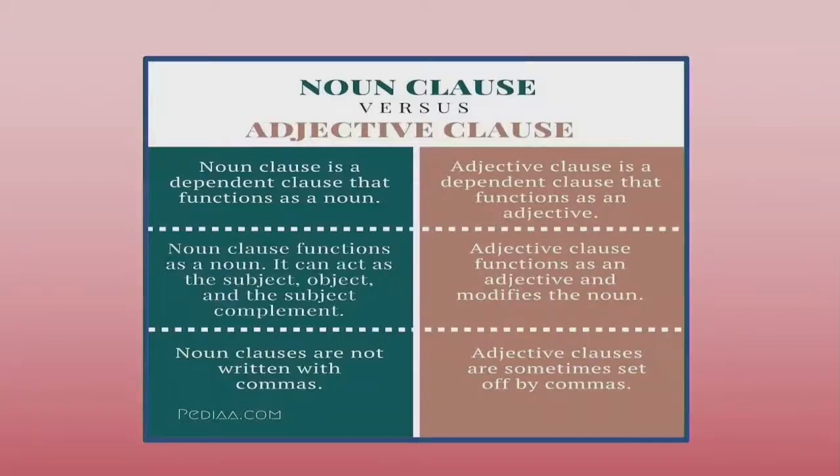Okay. Please know the difference between a noun clause and an adjective clause. A noun clause is a dependent clause that functions as a noun. It can act as the subject, object, and the subject complement. Noun clauses are not written with commas. An adjective clause is a dependent clause that functions as an adjective and modifies the noun. Adjective clauses are sometimes set off by commas because they give additional information.